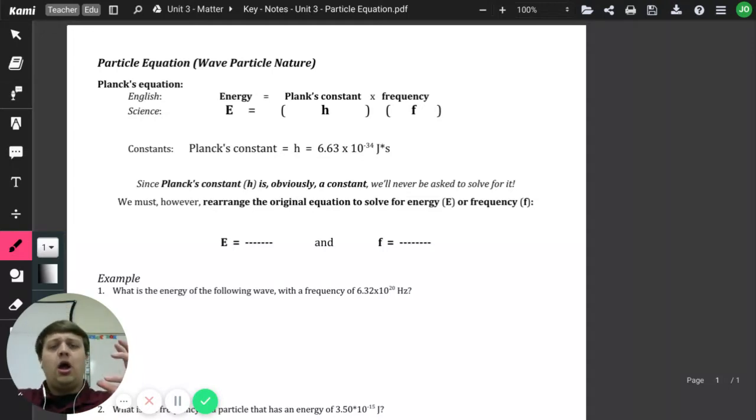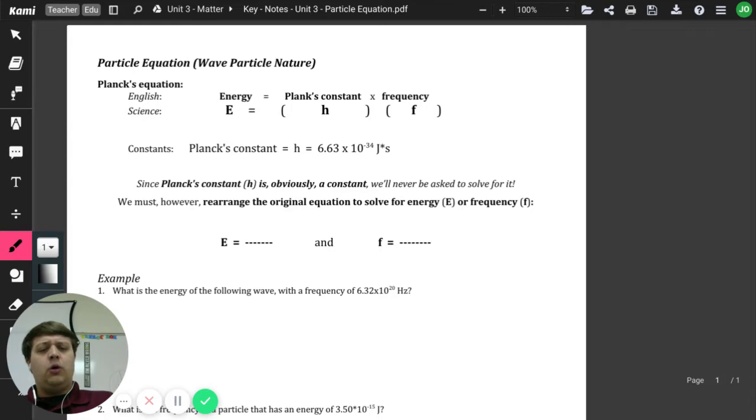All right, so last session, we talked about using the speed of light formula, where the speed of light is equal to our frequency times our wavelength. So we could use that to figure out what the frequency was of a particular wave, or what the wavelength was for a particular wave.